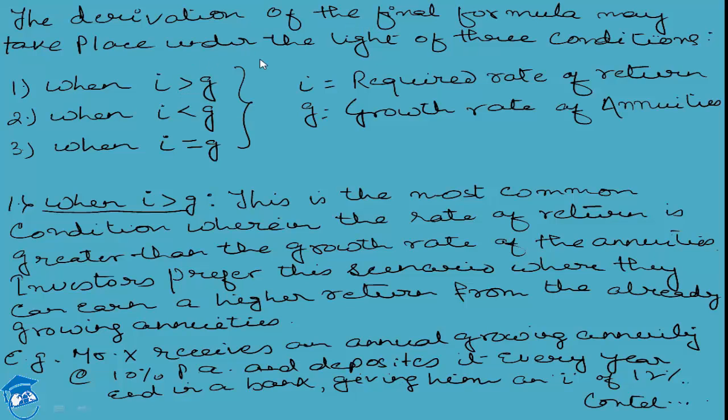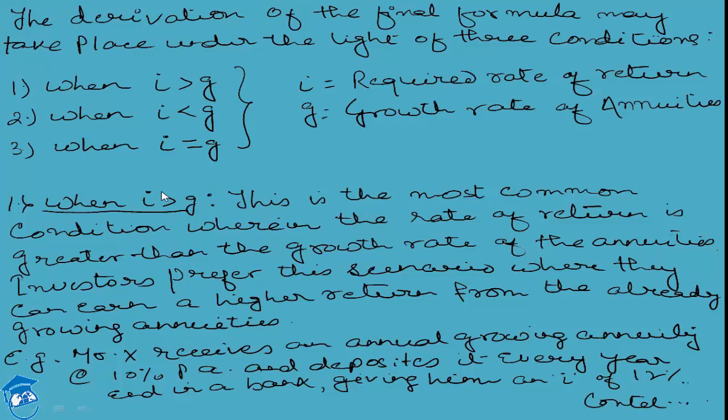Therefore, the derivation of the final formula may take place under the light of the three conditions, wherein I is more than G, I is less than G, and I is equal to G. These three conditions are laid down as a precursor of the interaction between these two variables, I and G. We all know I stands for discounting rate or required rate of return, and G is the growth rate. More often than not, we will find that G is on the numerator part and I is on the denominator part. Now the first condition is where I is more than G.